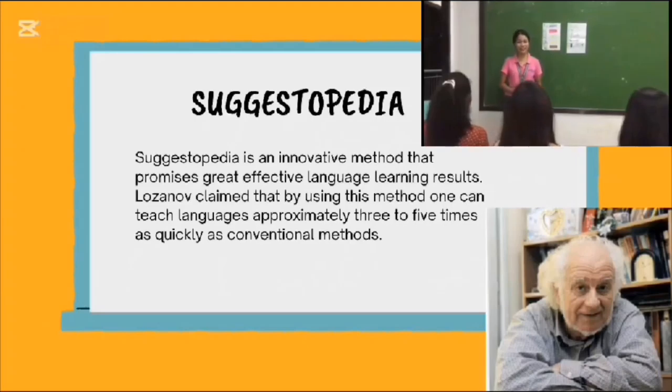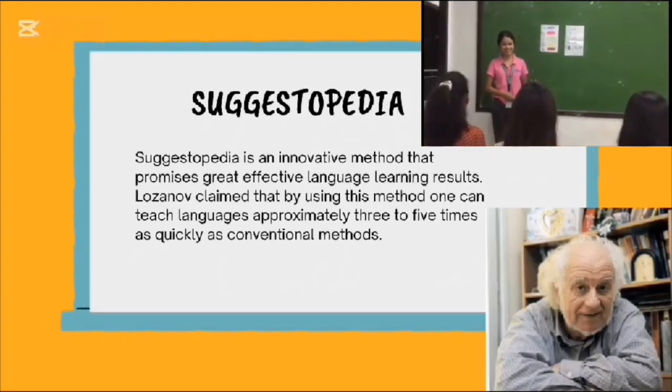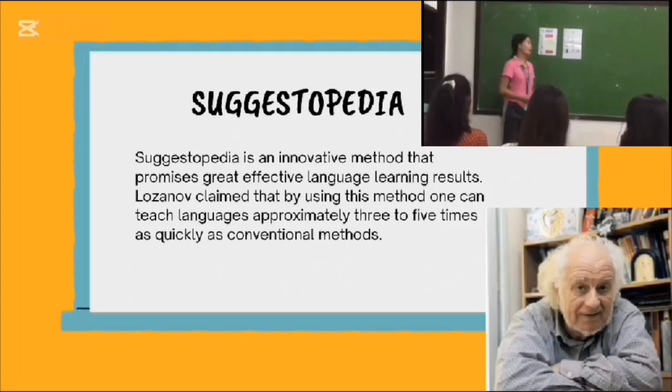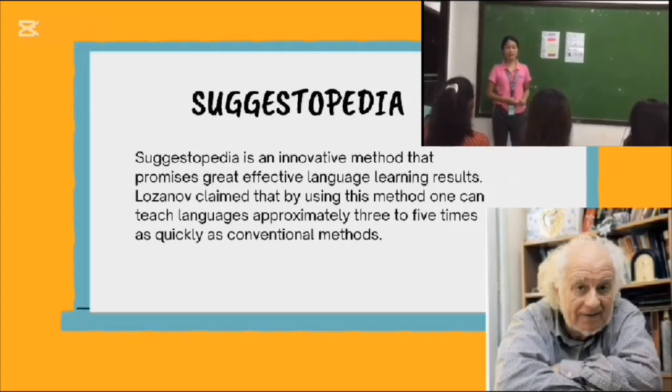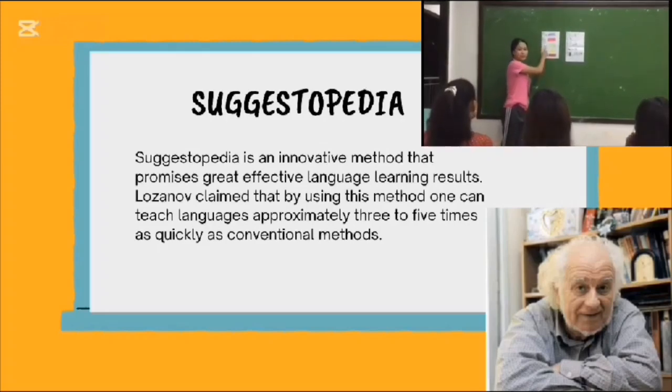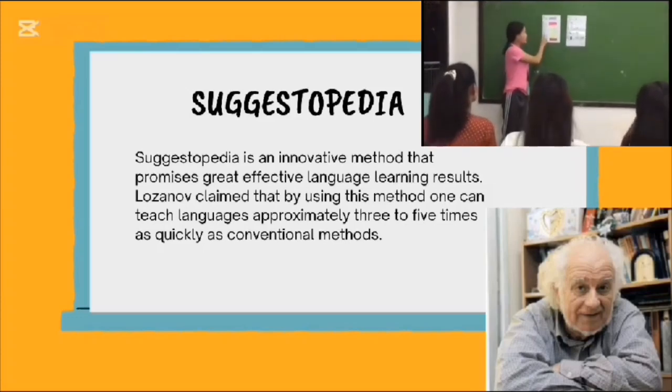So let's move on to the Suggestopedia teaching method. Suggestopedia is an innovative method that promises great effective language learning results. Lozanov claimed that by using this method, one can teach languages approximately 3 to 5 times as quickly as conventional methods.